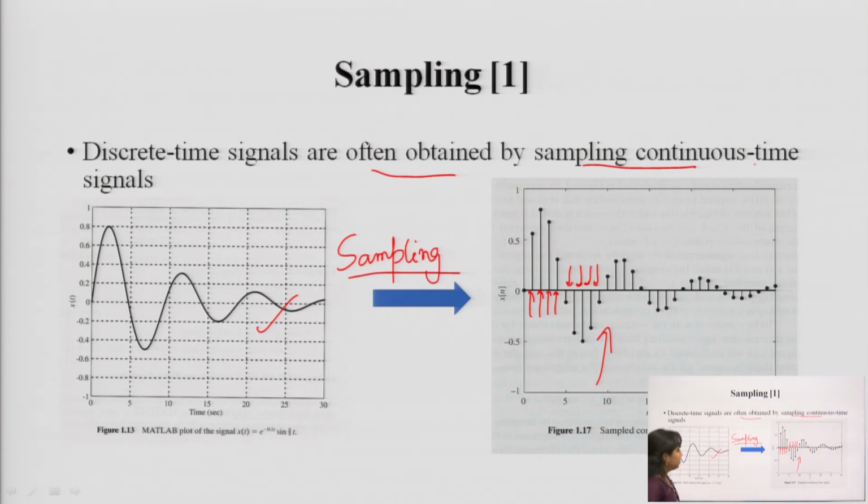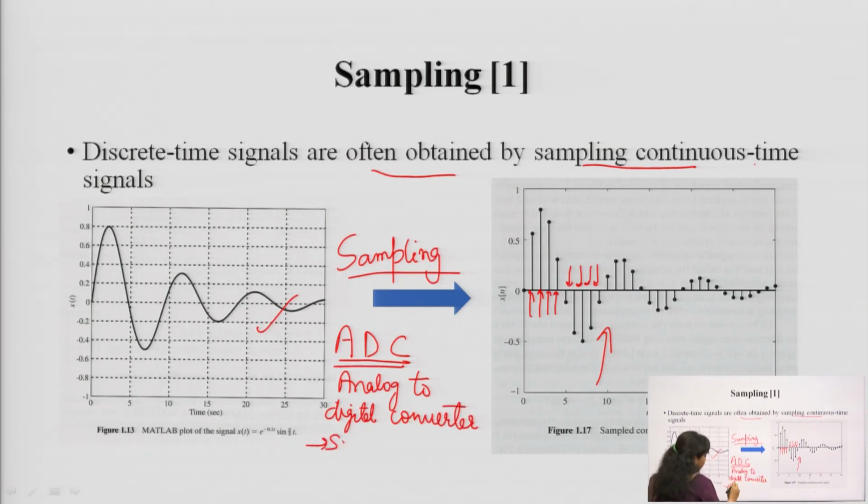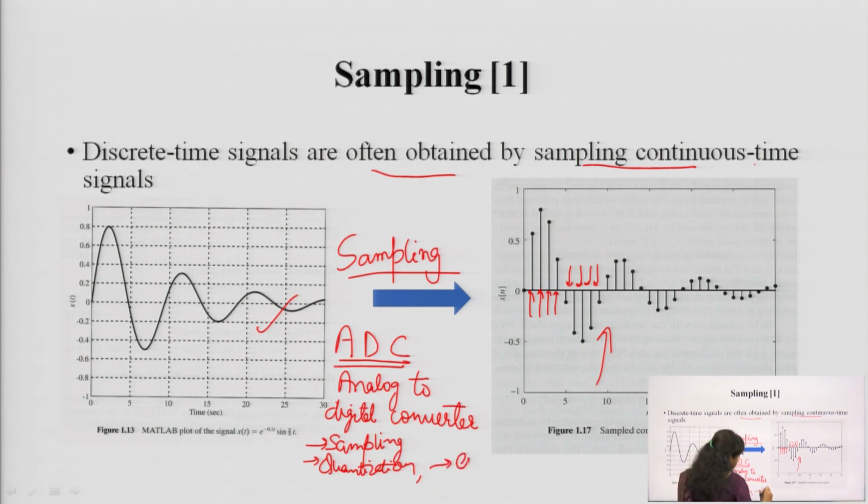Then sampling is done. This procedure is a part of the ADC, that is, the analog to digital converter. In an ADC, the first step is sampling, the next step is quantization, and the last step is encoding. These are the basic three steps of an ADC, that is, the analog to digital converter. That is what is done over here.